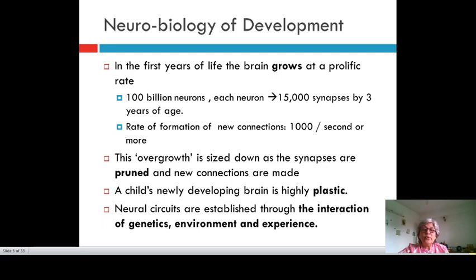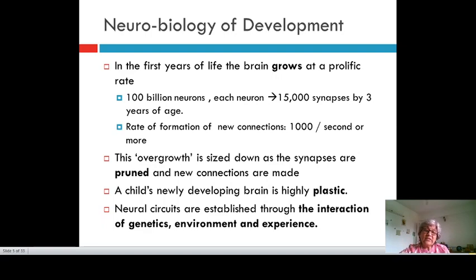100 billion neurons develop, and each neuron gives rise to 15,000 or more synapses by the age of 3 years. And the rate of formation of these new connections is 1,000 or more per second. So it's growing at a tremendous rate. And all this depends a lot on the interaction of that individual with the environment and the experience that he is gaining. Then what happens with all this overgrowth? The brain would be growing and growing and growing and then bursting. So that doesn't happen.